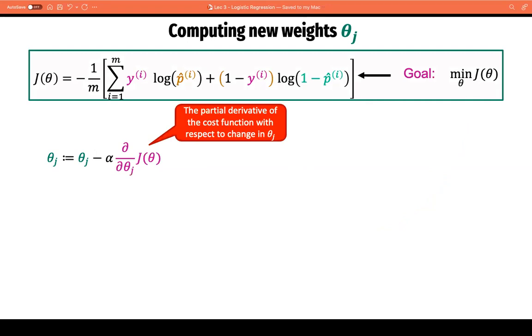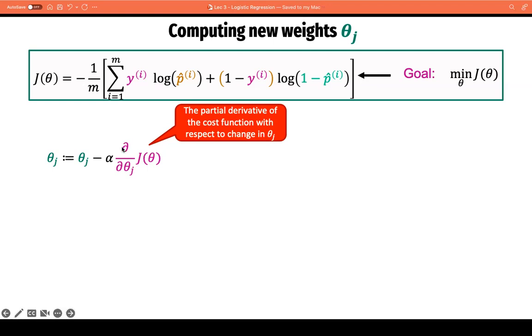But if y is equal to 0, we want the probabilities to also be close to 0. We can do that by finding the partial derivative of the cost function with respect to change in theta sub j. This cost function, we want to be minimized, and to do that, we can compute the partial derivative. The partial derivative will tell us which direction we are going to go to find the global minimum, and it will also tell us how much change in the weight is going to take place.